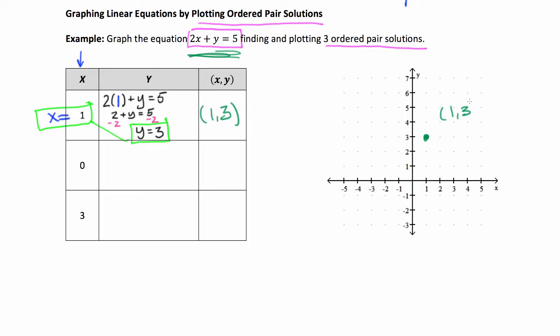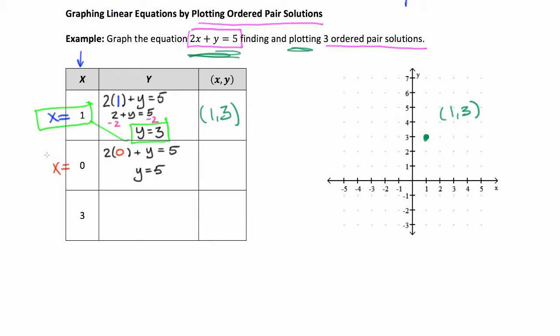(1, 3). It's a good idea to label these, finding and plotting. I will often on an exam say like label 3 points. I'm going to keep going here. Now they're telling me x equals 0. So I'm going to try to find what y value goes with that. My equation is 2 times some x value plus y equals 5. Now x equals 0. And again, I'm just going to simplify this. This one's nice. 2 times 0 is just 0. So I get y equals 5.